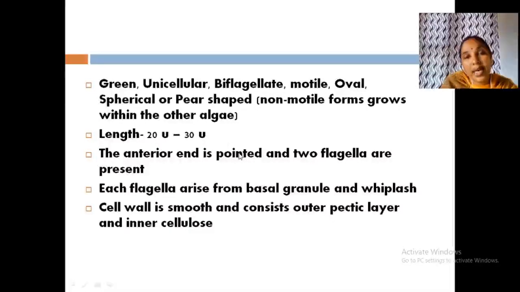Then two ends are there. The anterior end is the pointed end. At the pointed end, flagellae are attached. The flagella arise from a basal granule, and they are usually whiplash flagella. Then there is a smooth cell wall also. So it is the same as that of Chlamydomonas.